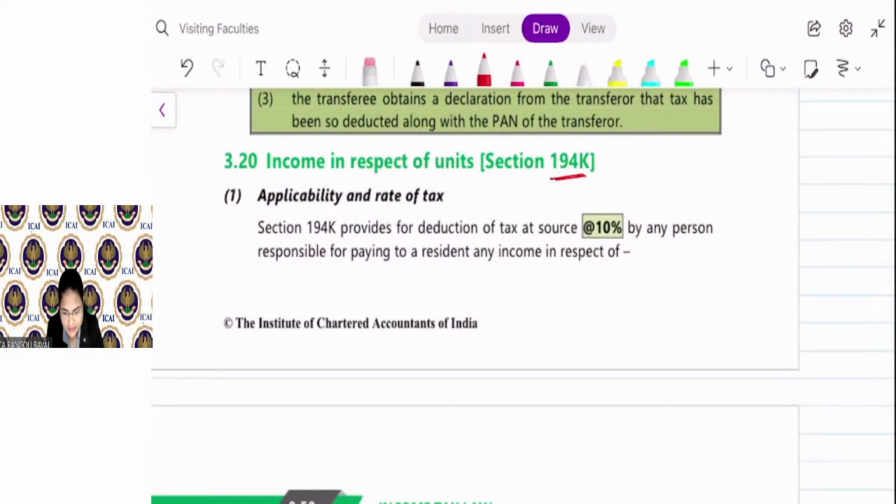26AS we will discuss later. Yes, Mohammed. If anyone has deducted your TDS, then the same is reflected in your 26AS.